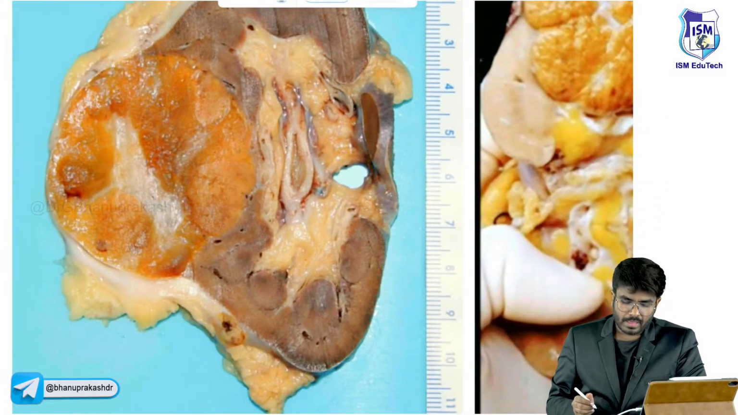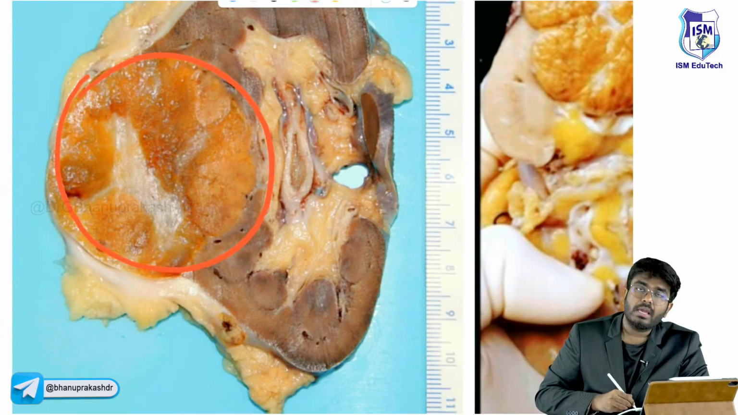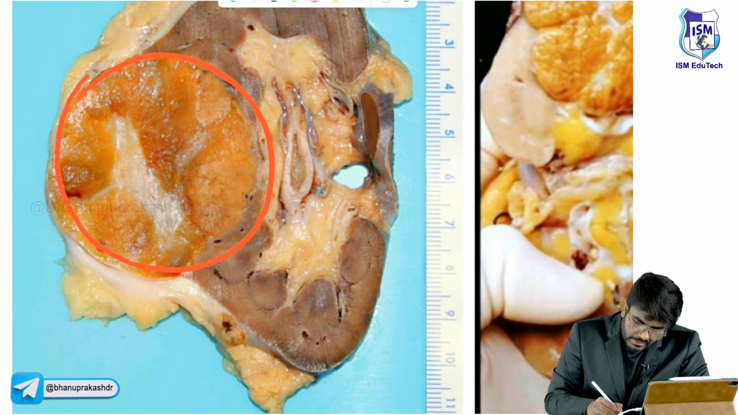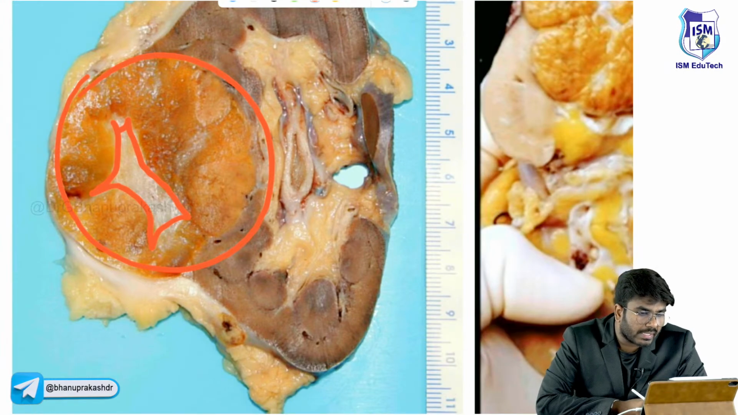Now, the same way, look here. Again, this is the kidney, and what you are seeing here, sir, is a tumor. Even in this tumor, look, in the center of the tumor there is a white appearance. So what exactly is this, sir? This is called a stellate scar. There is a scar in the middle of the tumor.